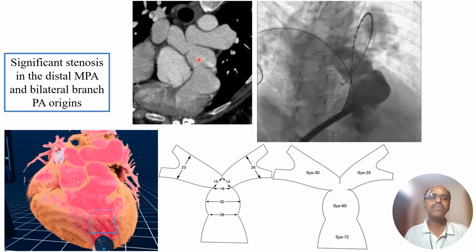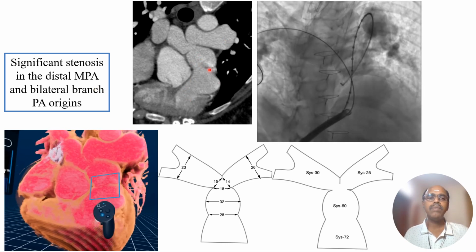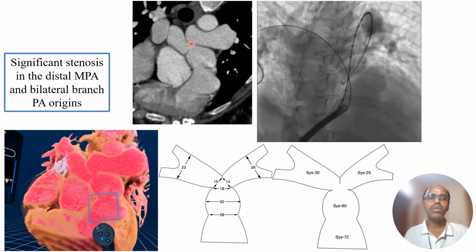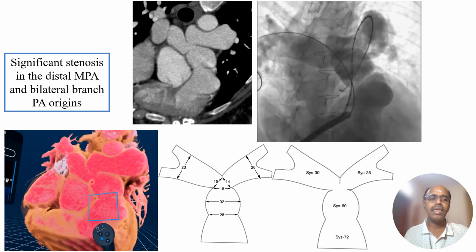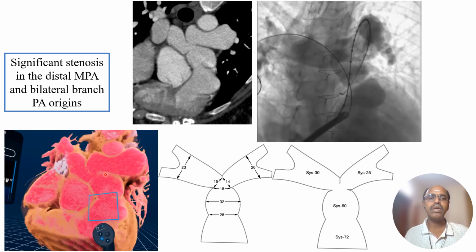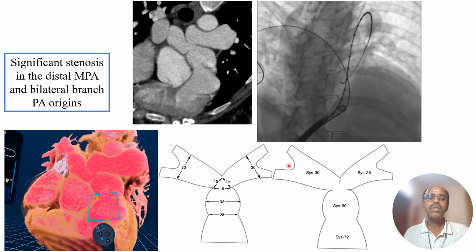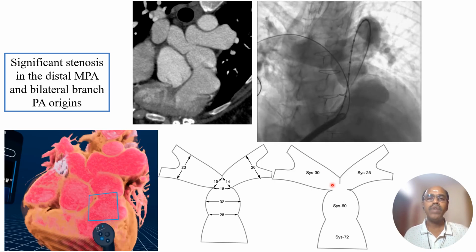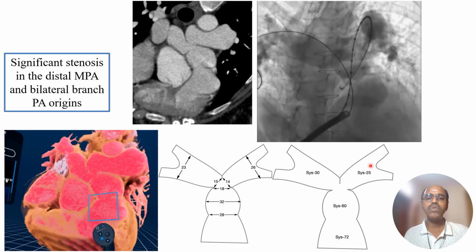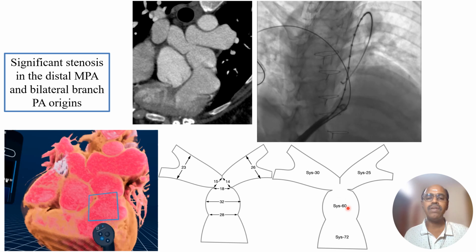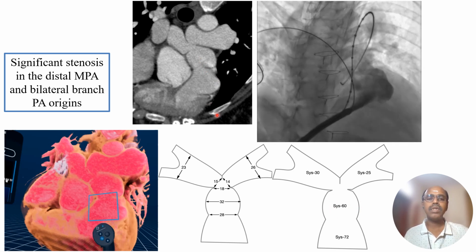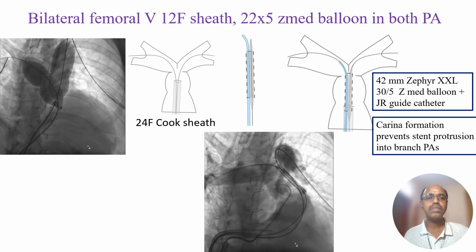CT scan showing a large proximal RVOT, narrow distal RVOT. RPA origin as well as LPA origin both are having some narrowing. So this is a virtual reality. On virtual reality we are finding that there is a distal RVOT narrowing. So the plan will be to interrogate what the gradient is. So there is 30 millimeters of mercury in the right pulmonary artery, 25 in the left pulmonary artery, 60 at the level of distal main pulmonary artery in this segment. And then proximal RV is 72 millimeters of mercury.